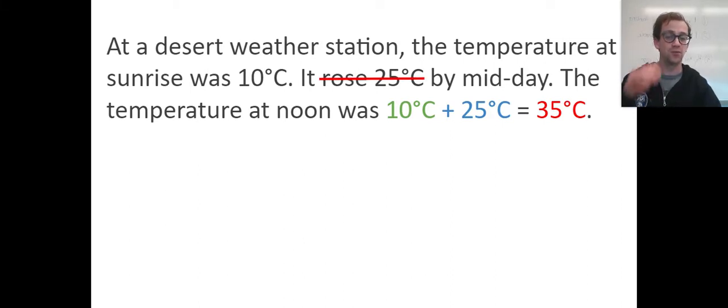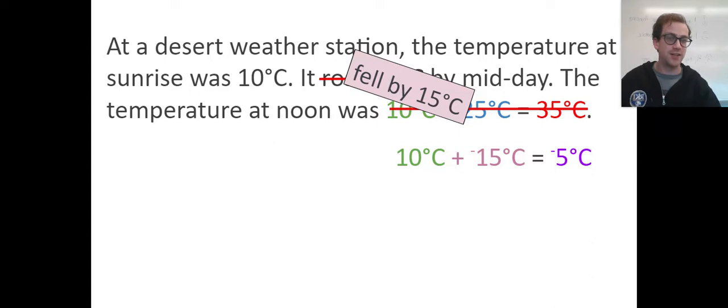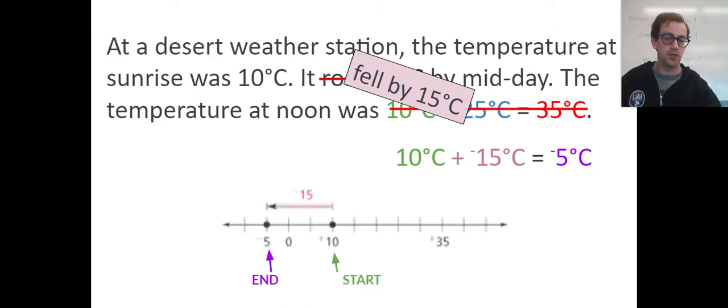We can also bring in negative numbers. Maybe instead of the temperature rising 25 degrees, maybe the temperature actually fell 15 degrees, which is going to be a negative change because if the temperature falls, then it goes down in the negative direction, which means we have to rewrite our number sentence to say that it still started at 10 degrees. Then it changed by adding a negative 15 degrees Celsius change. And on the number line, we can show that, yep, temperature still starts at 10 degrees. My pink arrow shows that there was a negative 15 degree change, which caused it to end at negative 5.